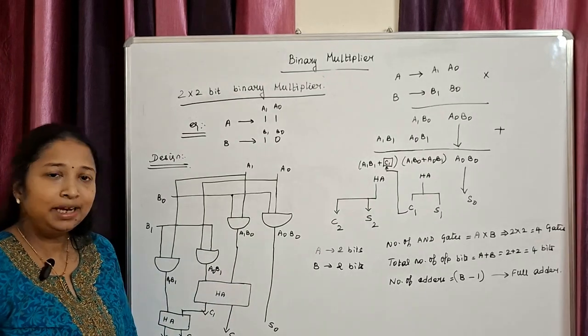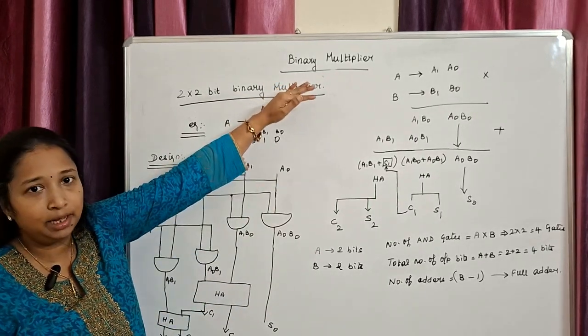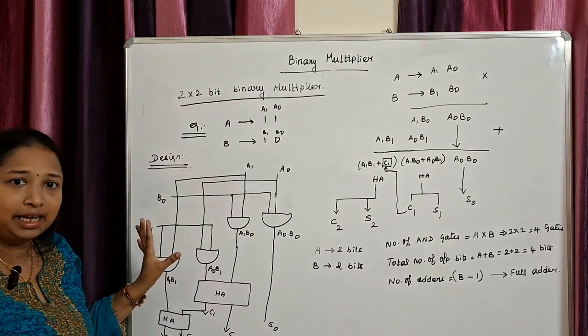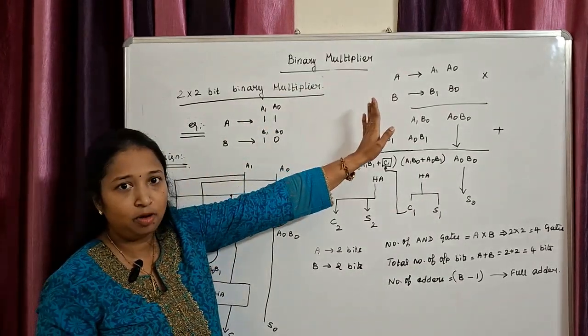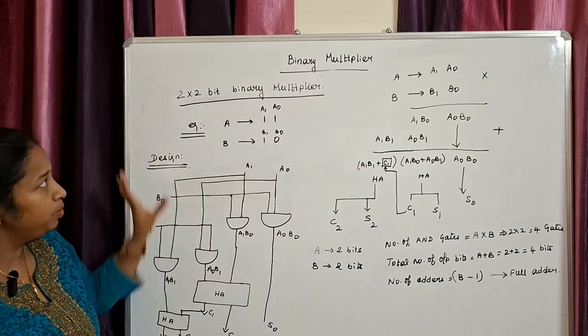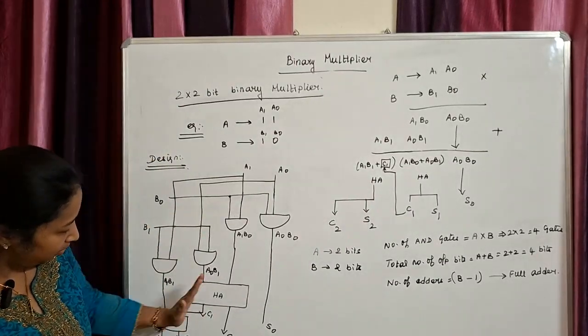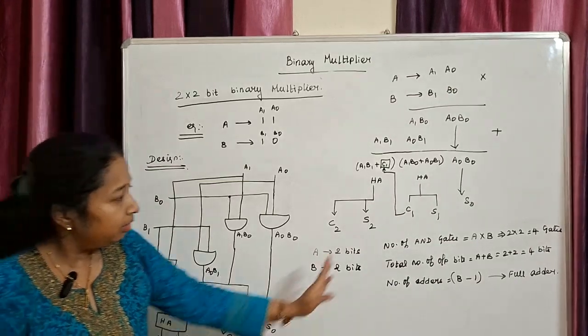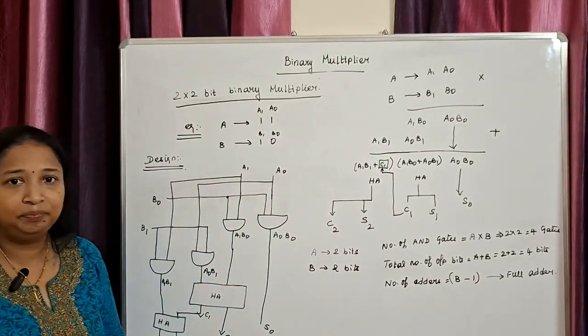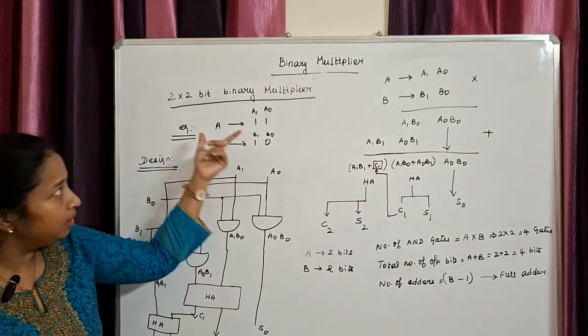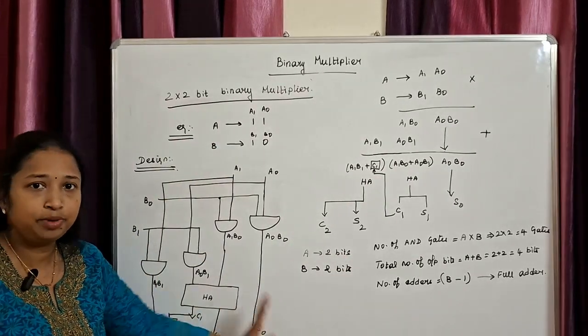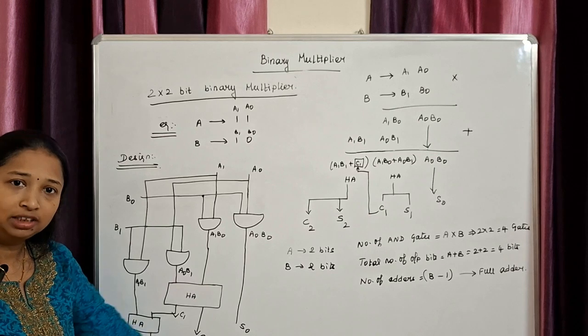Let's sum it up. In today's lecture, we saw what a binary multiplier is. We explained it with an example and then took the generic form of it. We designed this 2 by 2 bit binary multiplier, and for deciding the number of gates, number of adders and how many bits you want, we have given you the formula as well. Based on these formulas, whatever input combination they're giving you, you should be able to decide. I hope you have understood this lecture.